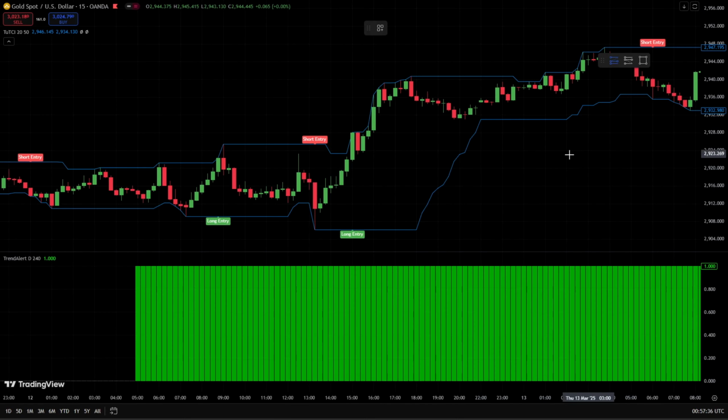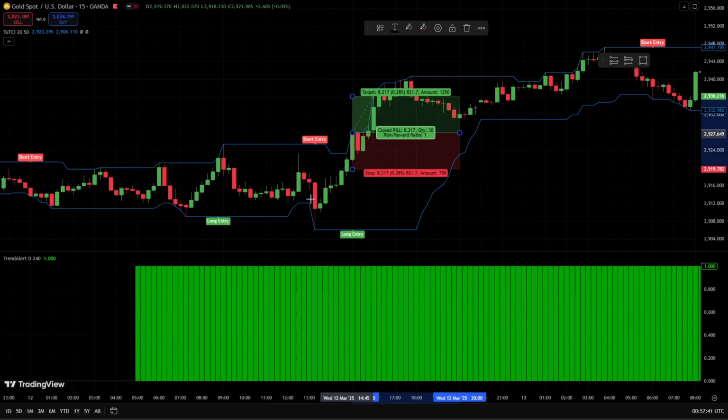Buy entry setup. Bullish trade. Conditions for a buy entry. Turtle Trade Channels indicator gives a buy signal, long entry. Trend Alert indicator confirms an uptrend. Green bar appears. The formed candlestick is bullish.